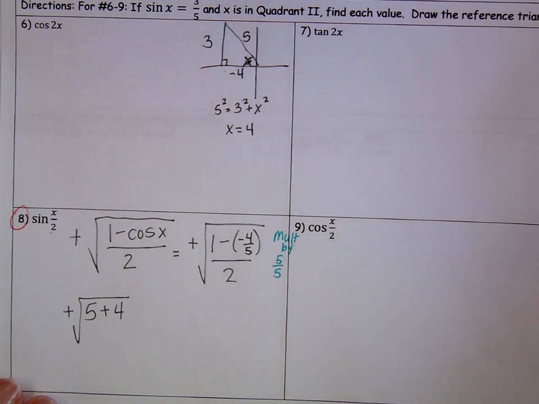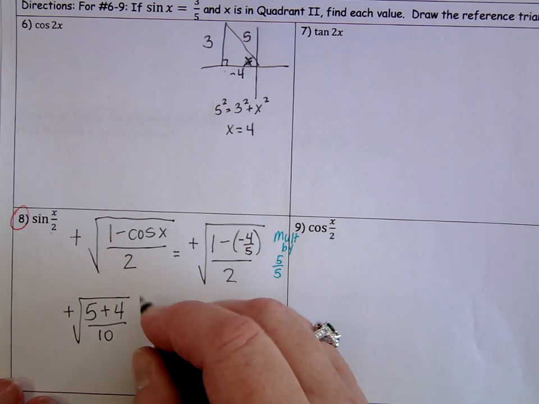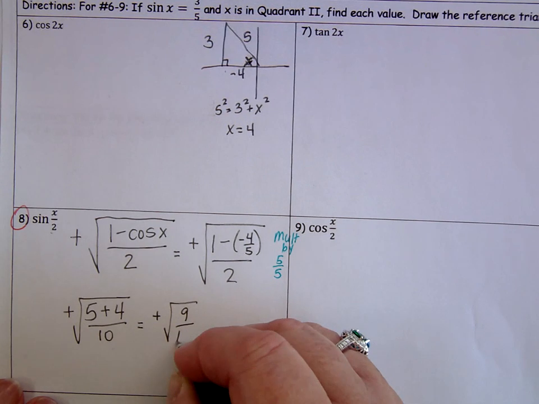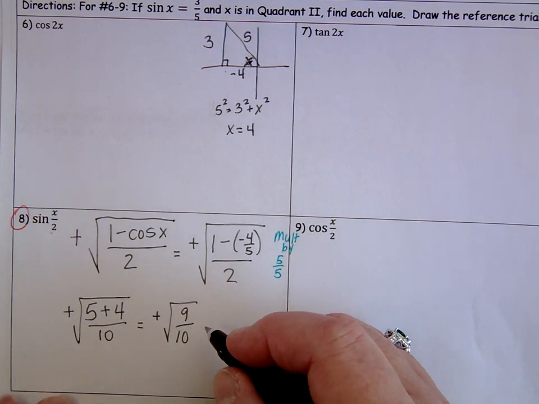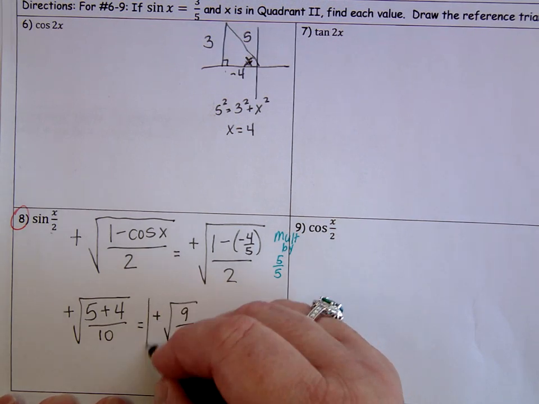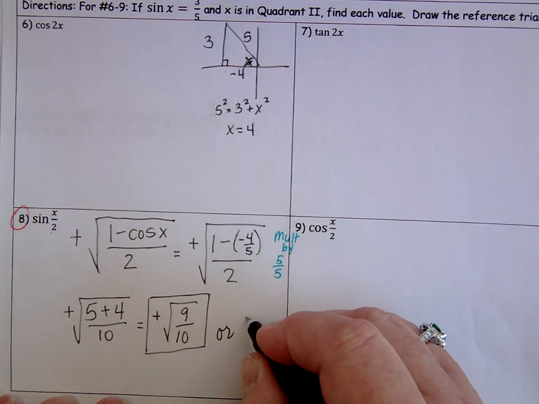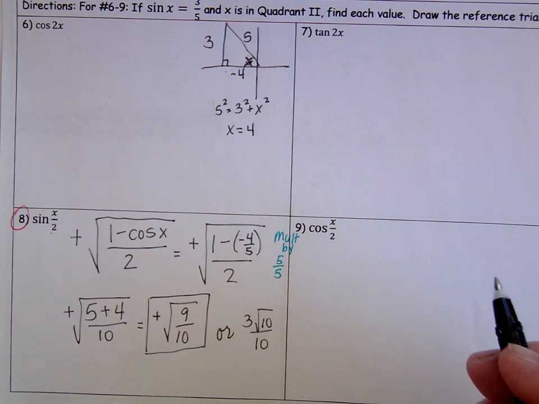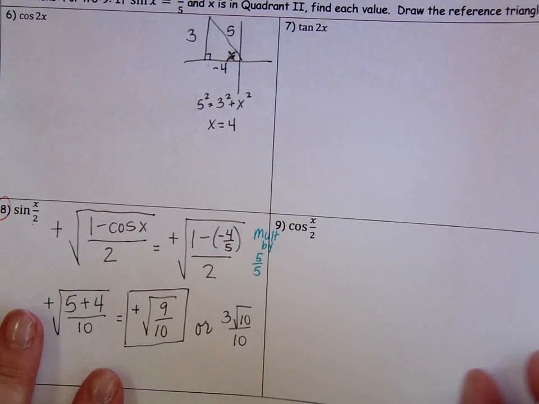And then on the bottom, I have 2 times 5, so I get a 10. So here's my answer. I get plus the square root of 9/10. Now that's a valid answer. You could also go into that and rationalize it if you wanted to, but I'm happy with this answer right here. If you were to rationalize it, it comes out to be 3 square roots of 10 over 10. So either answer is fine. I just want to keep it simple for us. All right, then there's 2 to go.